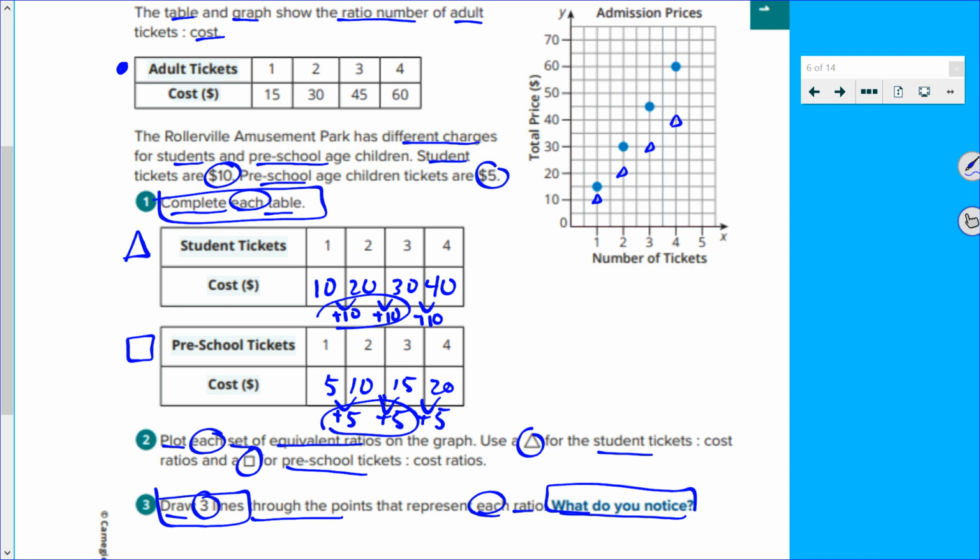And this preschool is 15. So that's here, 210, 315, and 420. You guys show something like that.